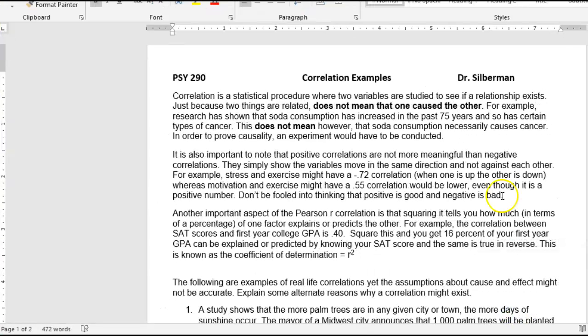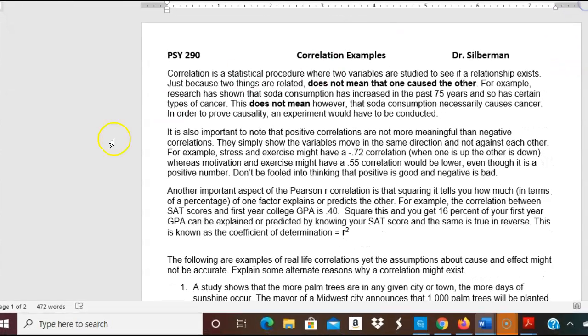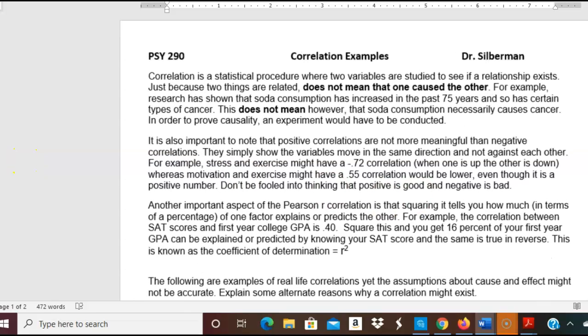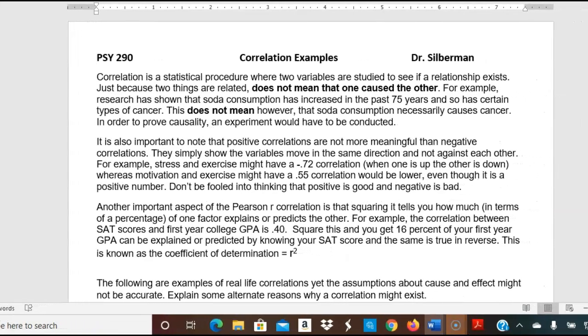Now, speaking of that Canvas page, you will also see this. You will see that I posted a little addendum, I guess I would call it, an extra thing here to have correlation make even more sense, so you'll do well on the exam and well on your paper.